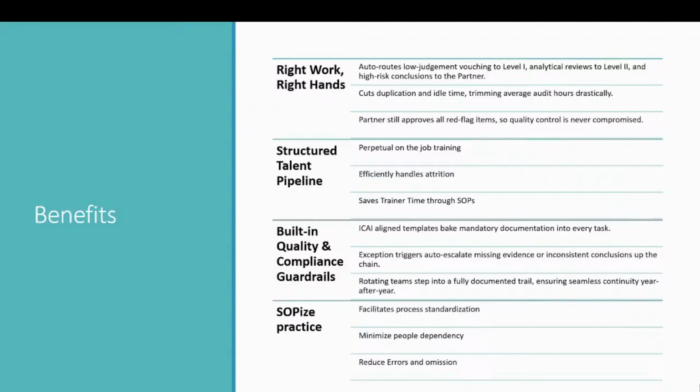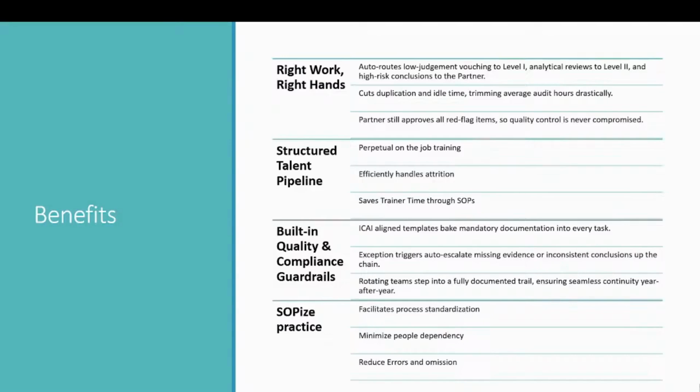Implementing training again is a very painful process, because the trainers, who are the senior staff members, are always busy. So this can efficiently handle the attrition, save trainer time through SOPs, and build in quality. So you just create these SOPs so none of these things get missed, and all these tasks and checklist checkpoints are in compliance with ICA guidance notes and so on. So all these things can be ensured in a way that the regulatory compliance is inbuilt. So the idea is to SOPize the audit practice entirely.